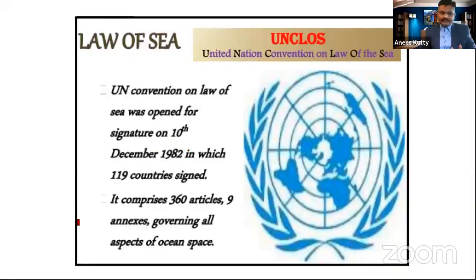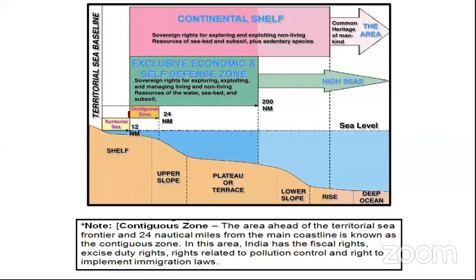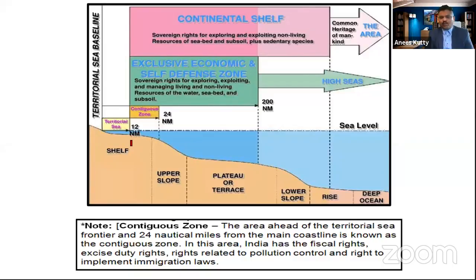Now, what are the parameters in the United Nations Law of the Sea? Say, always the coastal margin or coastal extension is measured in one unit.